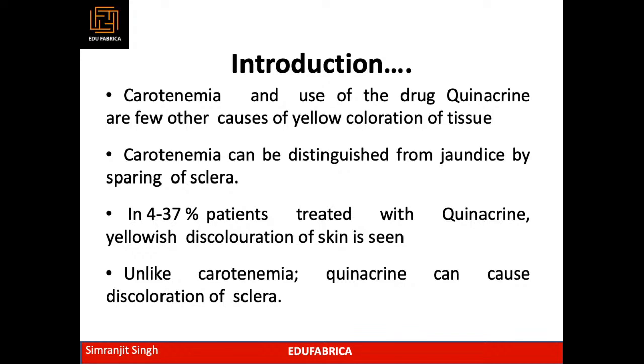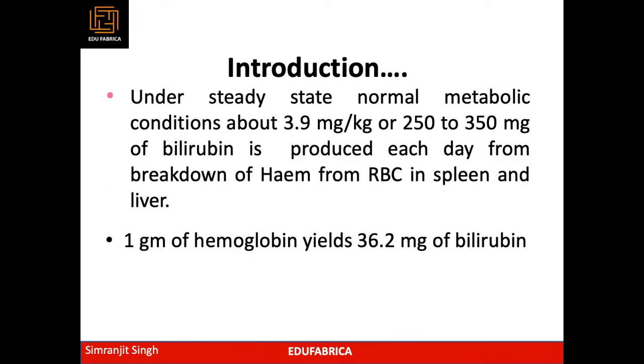So unlike carotenemia, quinine can cause discoloration of the conjunctiva. Introduction: under steady state normal metabolic conditions, about 3.9 milligram per kilogram, or 250 to 350 milligram, of bilirubin is produced each day from breakdown of heme from RBCs in the spleen and liver. So 1 gram of hemoglobin yields 36.2 milligram of bilirubin.